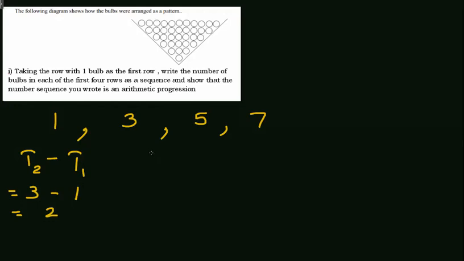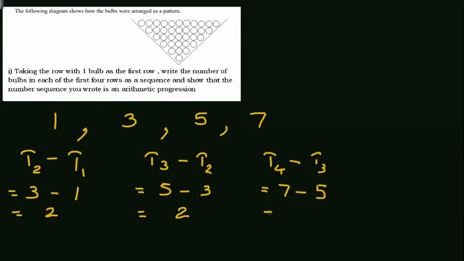Now let's do T3, the third term, minus the second term. So what's the third term? 5, minus the second term, 3. So 5 minus 3 is 2. Now let's do the next two terms: T4 minus T3. So what's T4? 7. And what's T3? The third term, 5. That's 2.